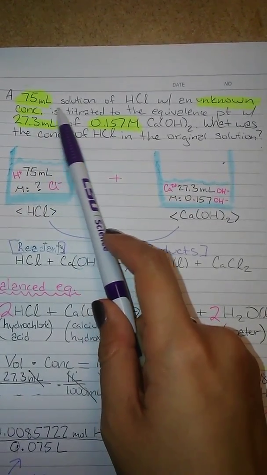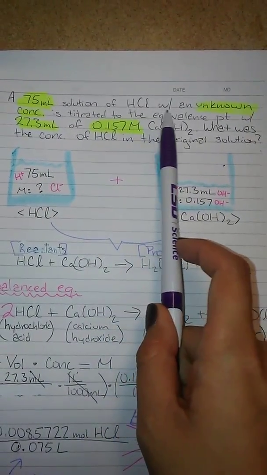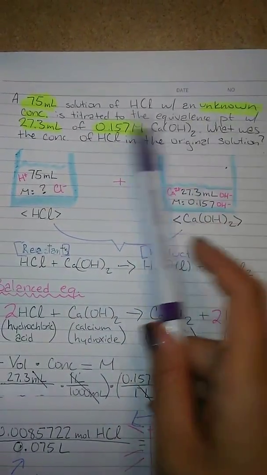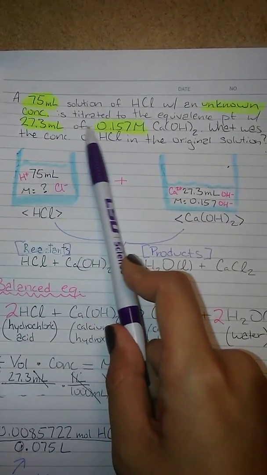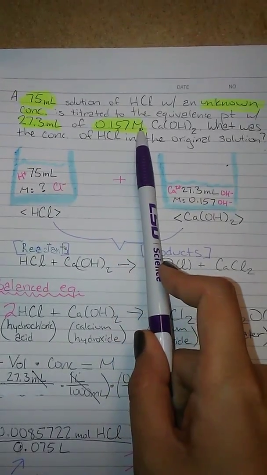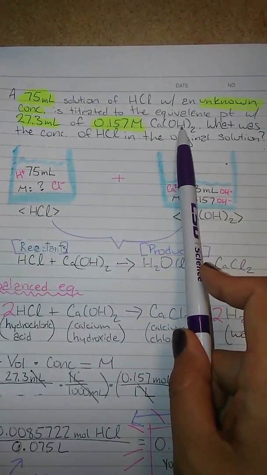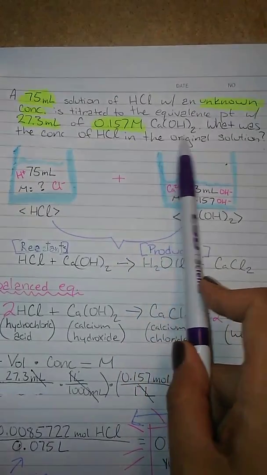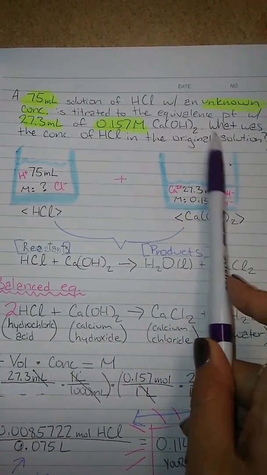A 75 milliliter solution of hydrochloric acid with an unknown concentration is titrated to the equivalence point with 27.3 milliliters of 0.157 molar calcium hydroxide. What was the concentration of hydrochloric acid in the original solution?